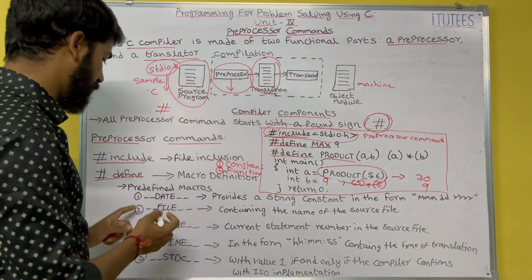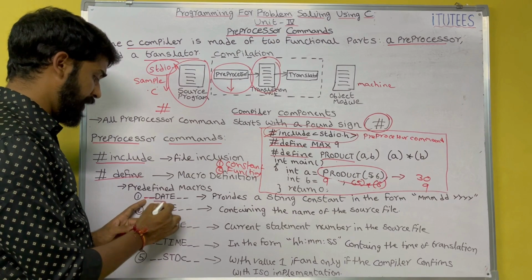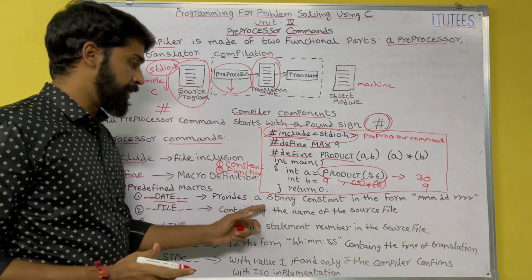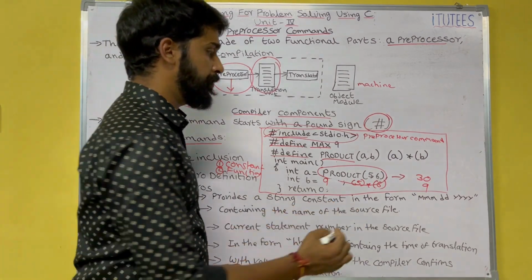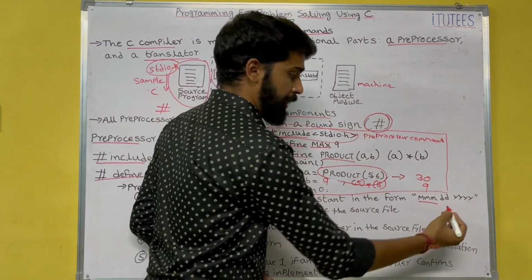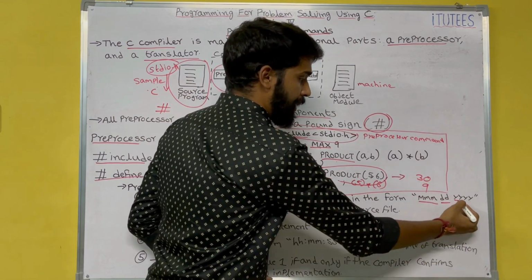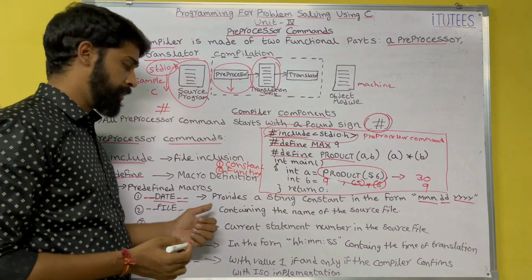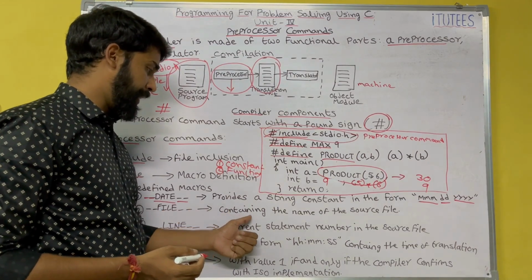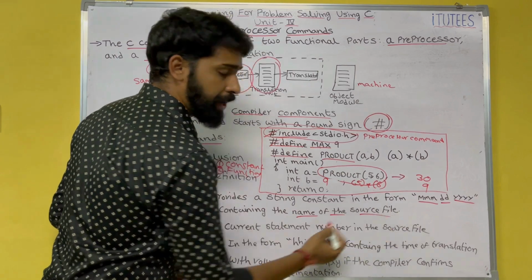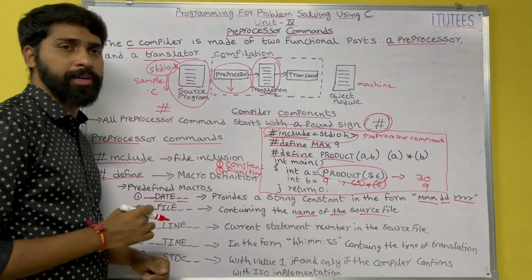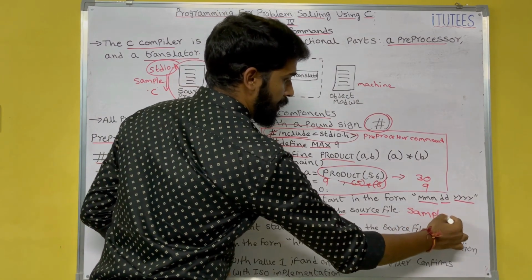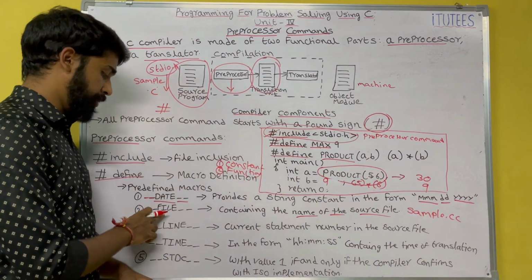So next, there are predefined macros. The first one is __DATE__, all in capital letters. It provides a string constant in the form MMM DD YYYY, that means month, date, year. Next, __FILE__. It provides a string constant containing the name of the source file. Here, for example, the name of the source file is sample.c.